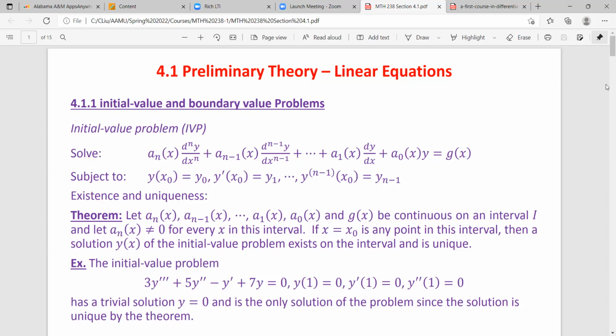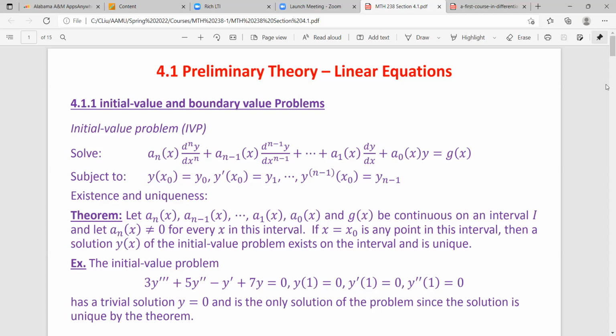And we try to solve for y from this differential equation. It is linear because each term on the left is linear in y or the derivatives of y. But those coefficient functions, a_n(x), a_{n-1}(x), a_1(x), a_0(x), and g(x), can be anything. They don't have to be linear. So when we say linear differential equation, it means linear in y or the derivatives of y.